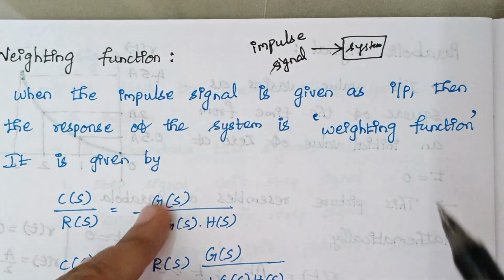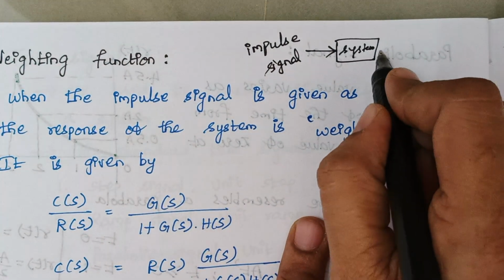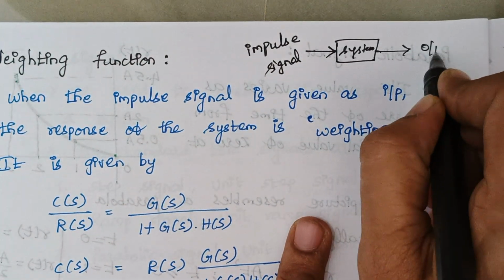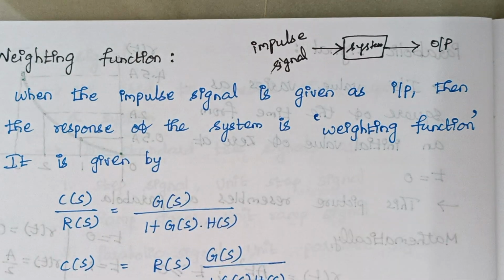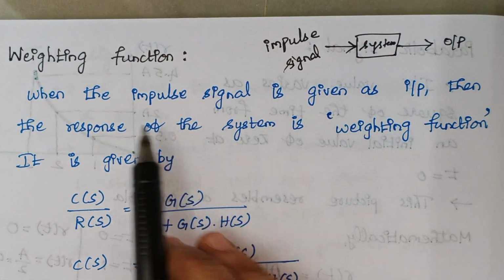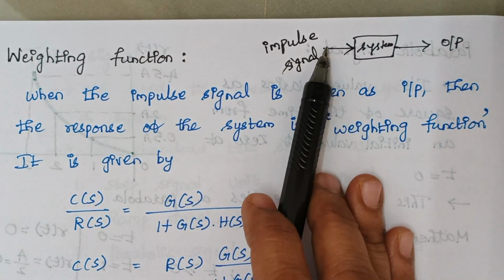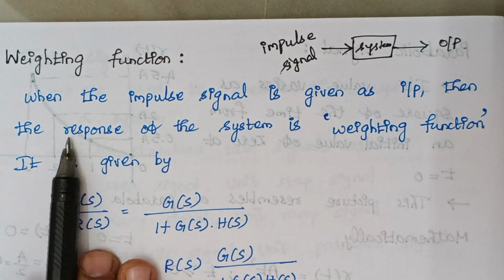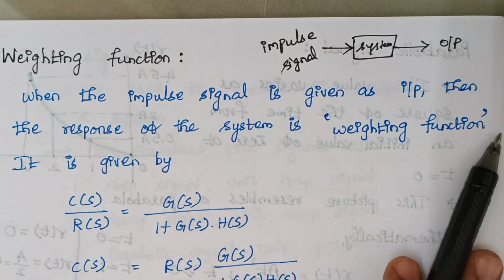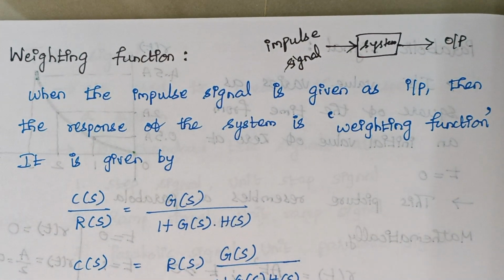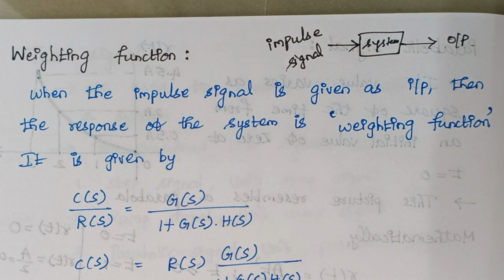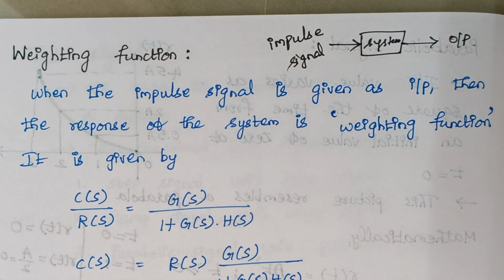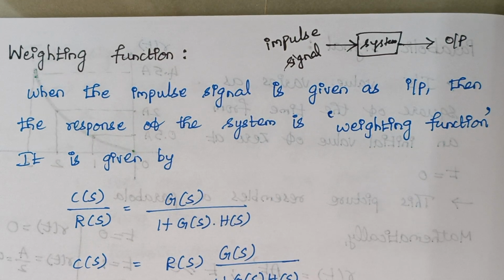We will be having some output, right? And that output of the system is known as the weighting function. So when the impulse signal is given as input, the output or response of the system is known as the weighting function. As we saw in the previous video, the Laplace transform of the impulse function is unity, that is, its value will be equal to 1.